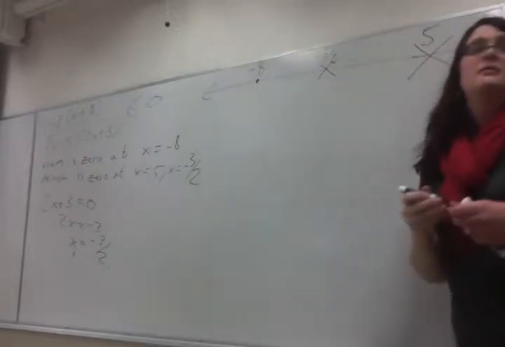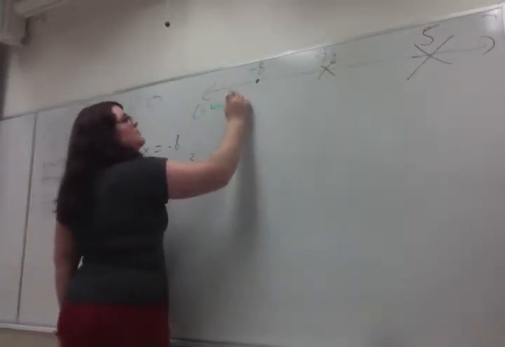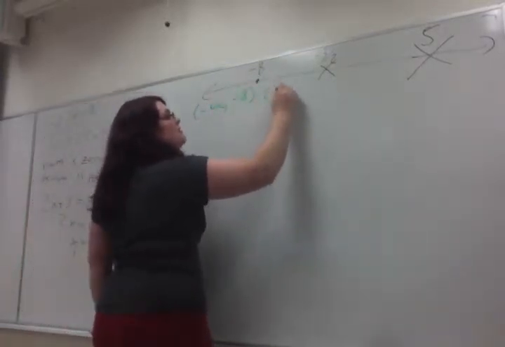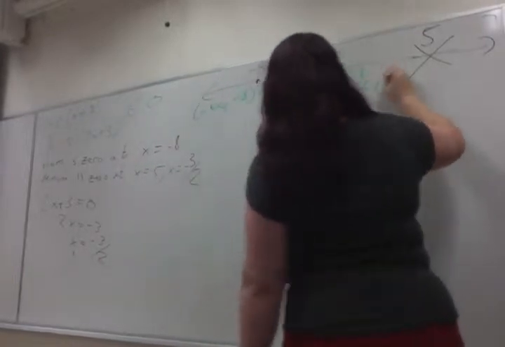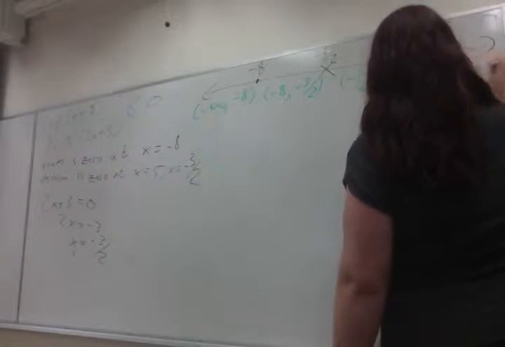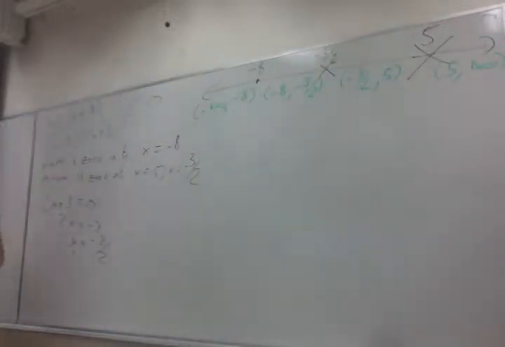So I put an X there. The intervals I get: negative infinity to negative 8, negative 8 to negative 3 over 2, negative 3 over 2 to 5, and 5 to infinity. I pick a test point in each interval.